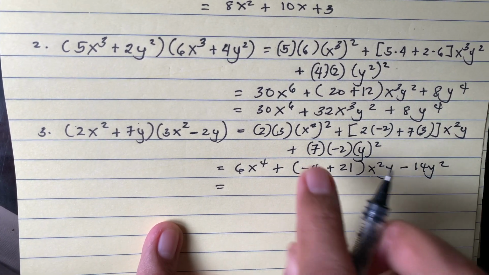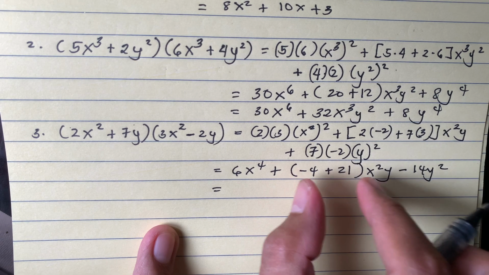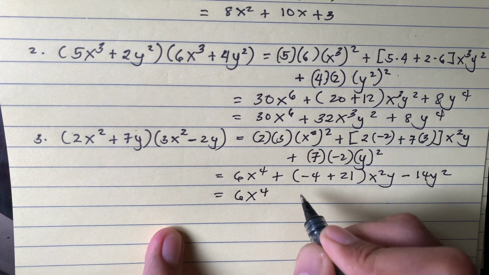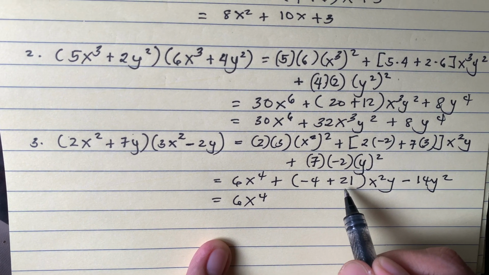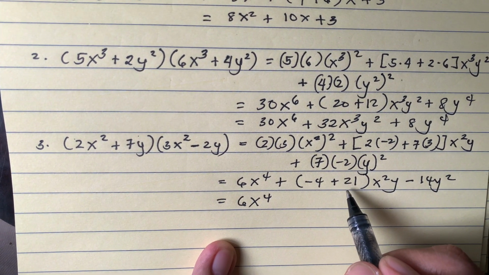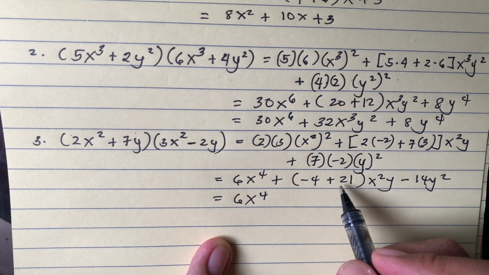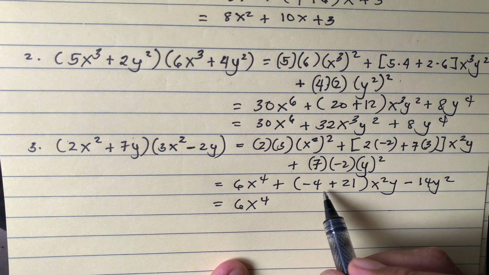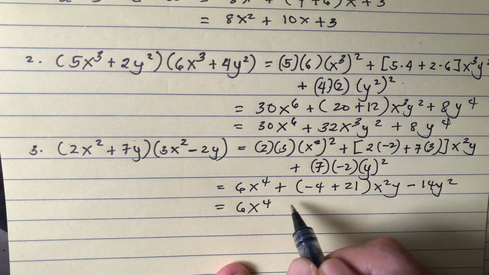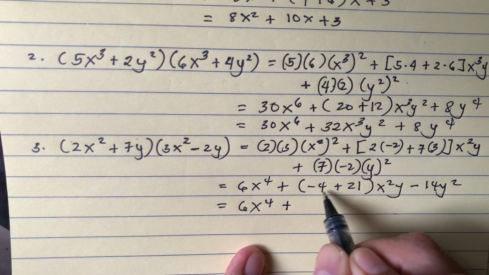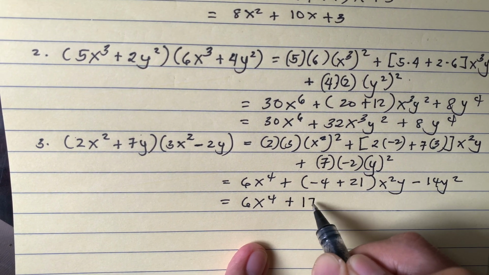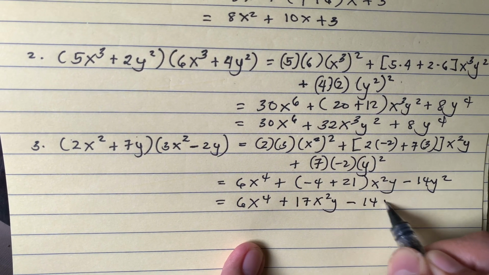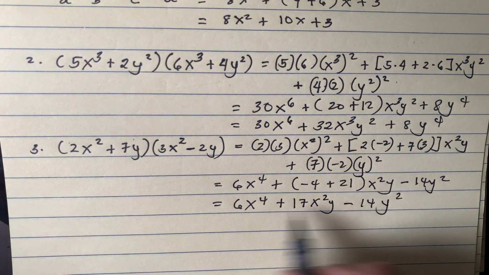Now, to simplify this, simply combine your two coefficients here. Now, we have 6x to the power of 4, negative 4 plus 21. That's positive 17, because negative 4 plus 21 is positive 17. Then x squared y minus 14y squared. So this is now the answer. Thank you.